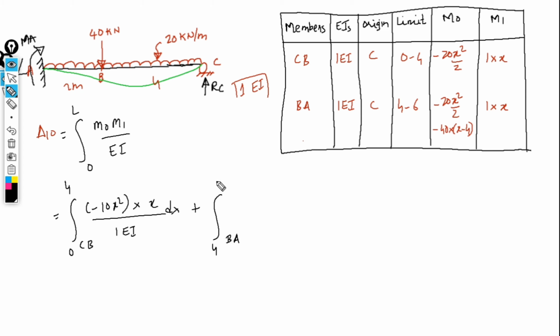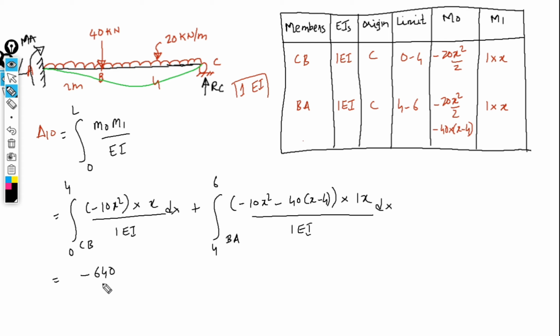So when you solve the integration, you can do it easily by using your calculator. This will be minus 640 divided by EI minus 3026.66 divided by EI. So delta 10 will be minus 3666.66 divided by EI.